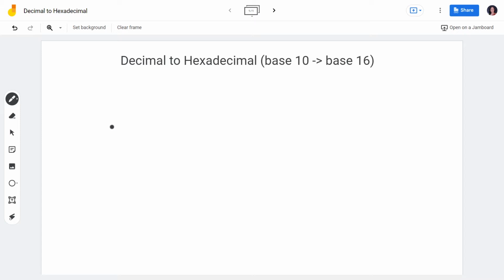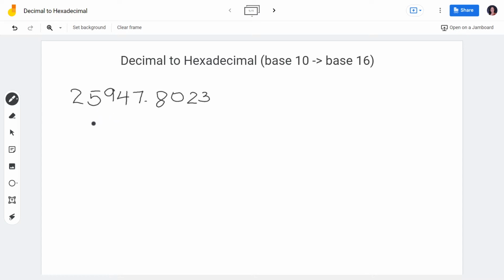So let's start with a decimal number. Let's have 25,947.8083. This is our decimal number.